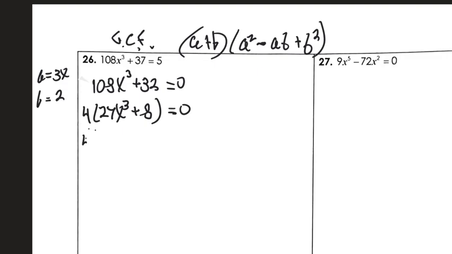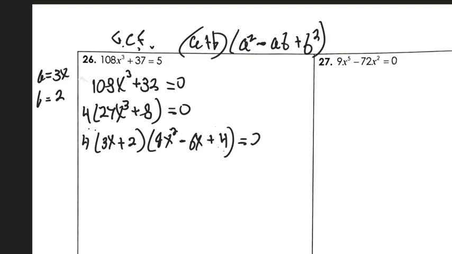So in this case, I've got the factor 3x plus 2, and I've got 9x squared. That's 3x times 3x, right? That's a squared, minus the ab. 3x times 2 is 6x. And I'll make myself a little bit more space over here. So on this one, I've got plus 4. So that all equals 0.